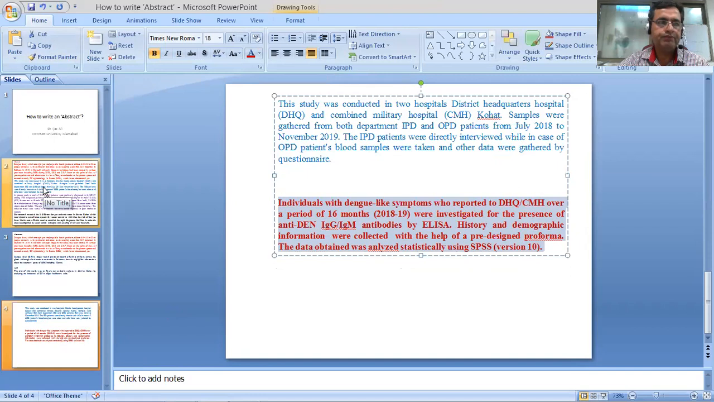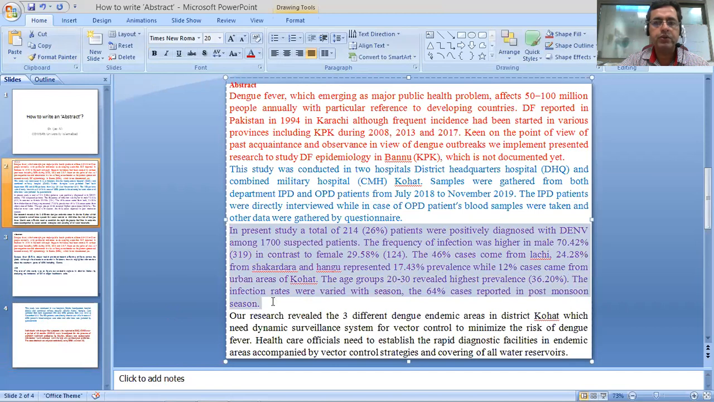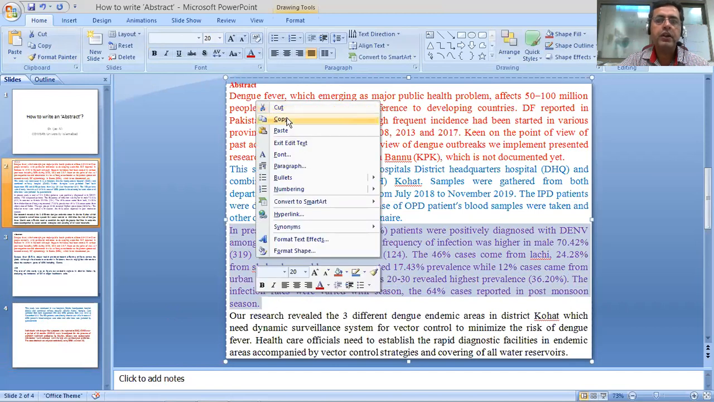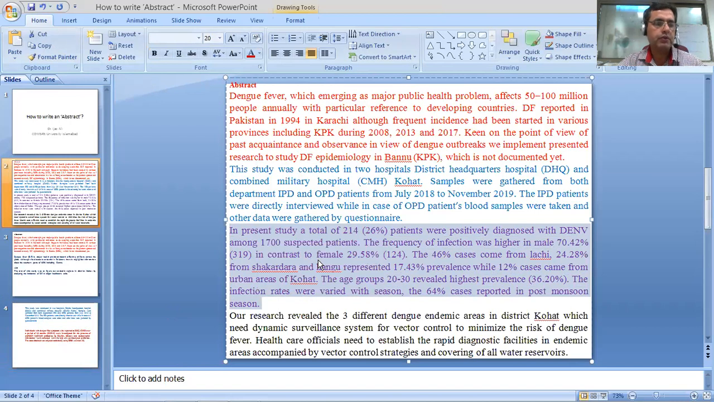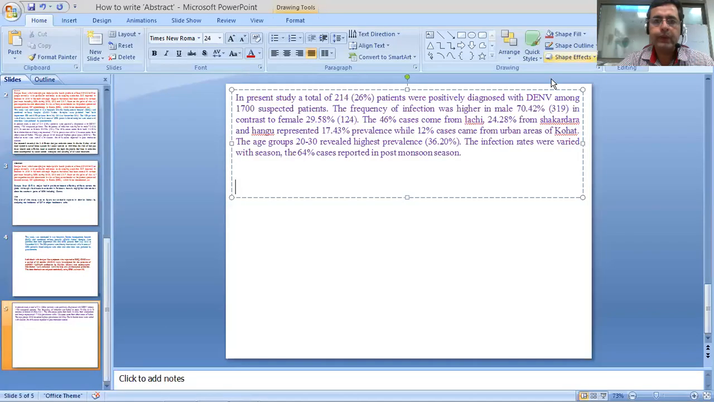Now, another thing in the abstract is your results. This is the most important section. Now we are going to correct the results, or write them in a better way, to show how the results could be written here in a proper way. So these are the results that the students have mentioned. In the present study, a total of these patients were positive regarding DME infections, 1,700 patients. The frequency of infection was higher in male, and you can read out this particular paragraph.